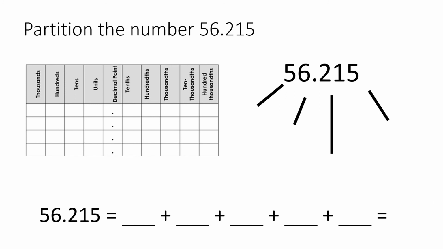Now have a go at partitioning the number 56.215. Start by writing your number into your place value chart and look at the value of each of the digits. Then try writing the number 56.215 as a number sentence. What are the different parts of this number? Then try writing 56.215 as a part-whole model. When you've finished, can you write this number in words?